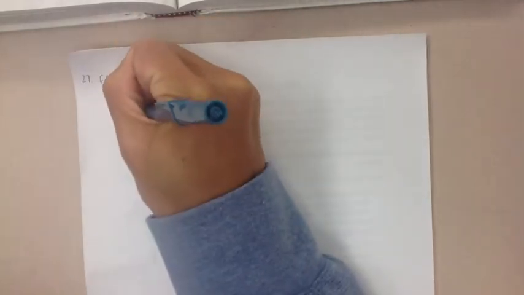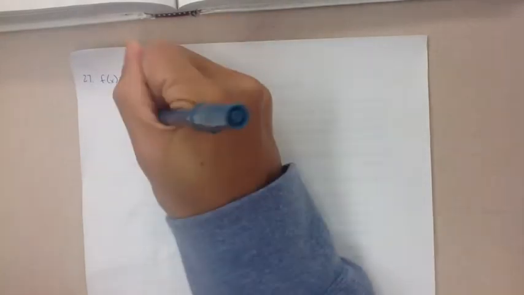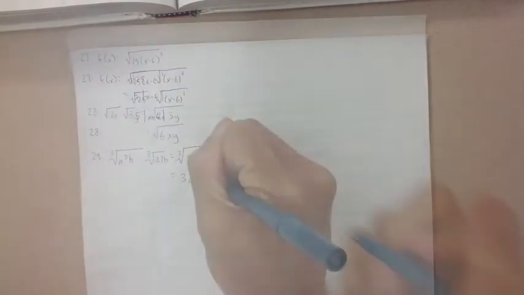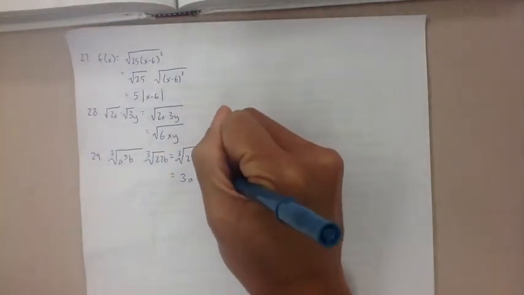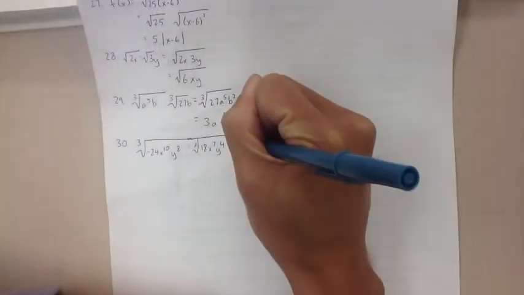Square root of 25 is 5, positive. And square root of this is x minus 6. Rather than putting parentheses around it, I need to make sure that it's absolute value, and absolute value signs do account for parentheses. So you don't need additional parentheses. For the sake of time, I'm just going to show you number 28 and 29. We'll move directly to number 30.